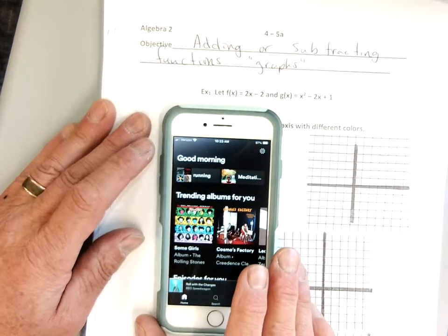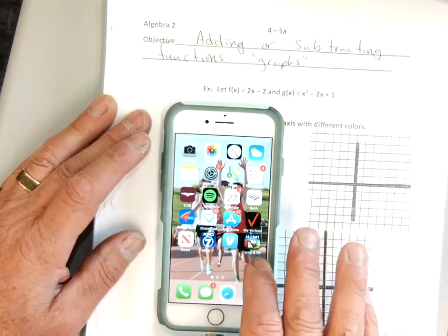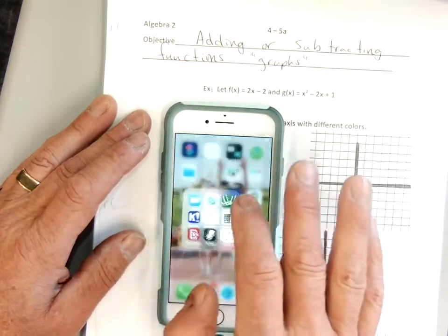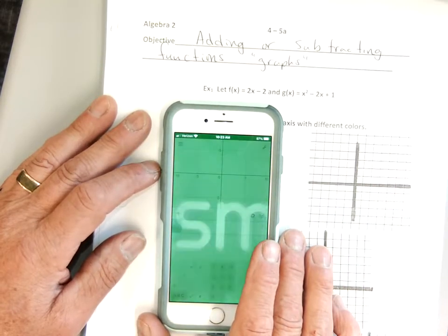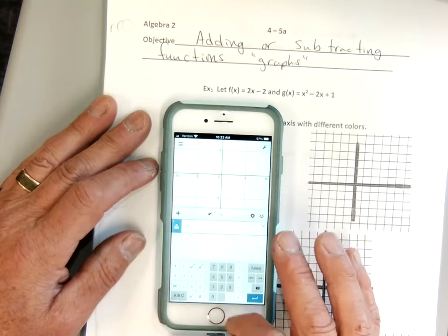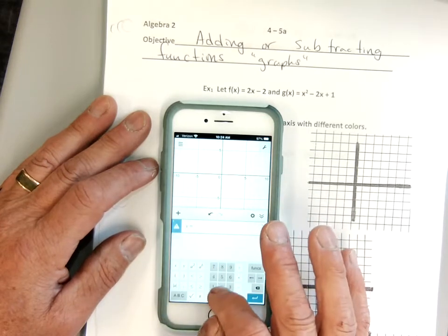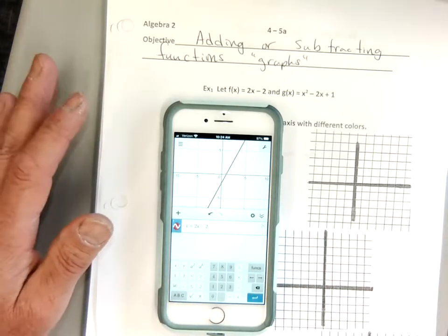But I'm going to graph f of x. Oh, wrong one. Desmos, hold on, that's Spotify. Same color. Desmos. Okay, I will go y equals 2x subtract 2, and I kind of know what this one looks like anyway.